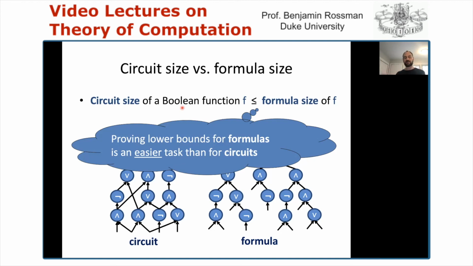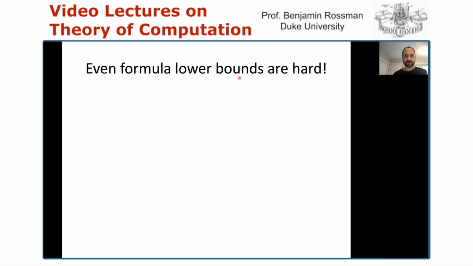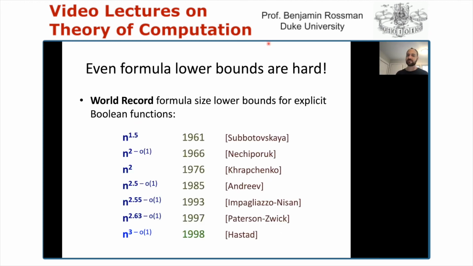So we saw that proving circuit lower bounds is hard. The best lower bounds that are known are merely linear. What about formulas? It turns out that even formula lower bounds are hard. And here's the history of the strongest known formula size lower bounds for explicit Boolean functions. This problem has been studied for a long time, and there was a very gradual sequence of improvements, but for over 20 years, the strongest lower bounds have been stuck at just shy of cubic.